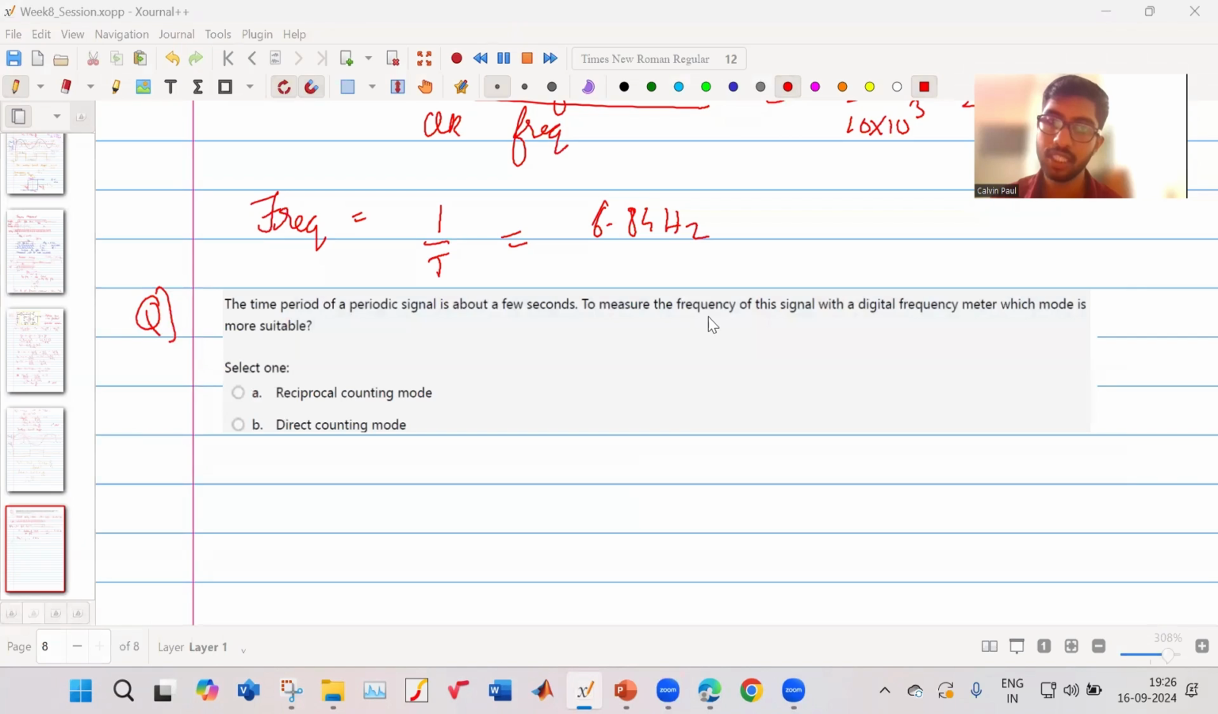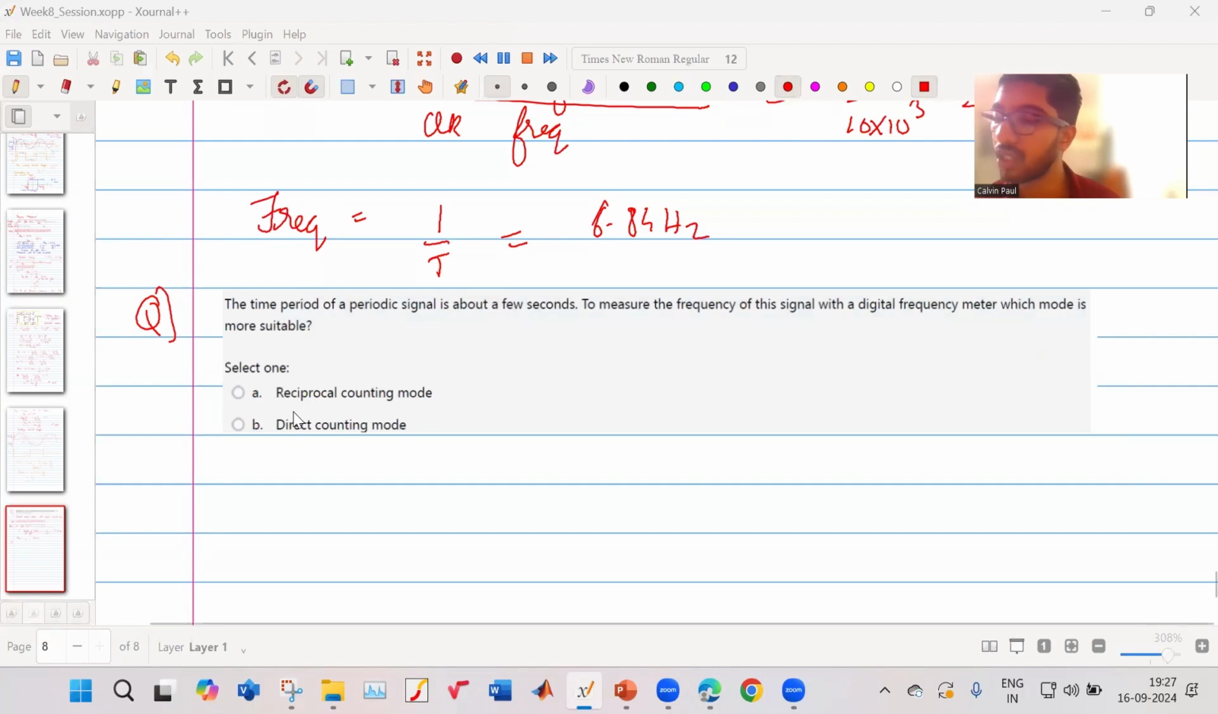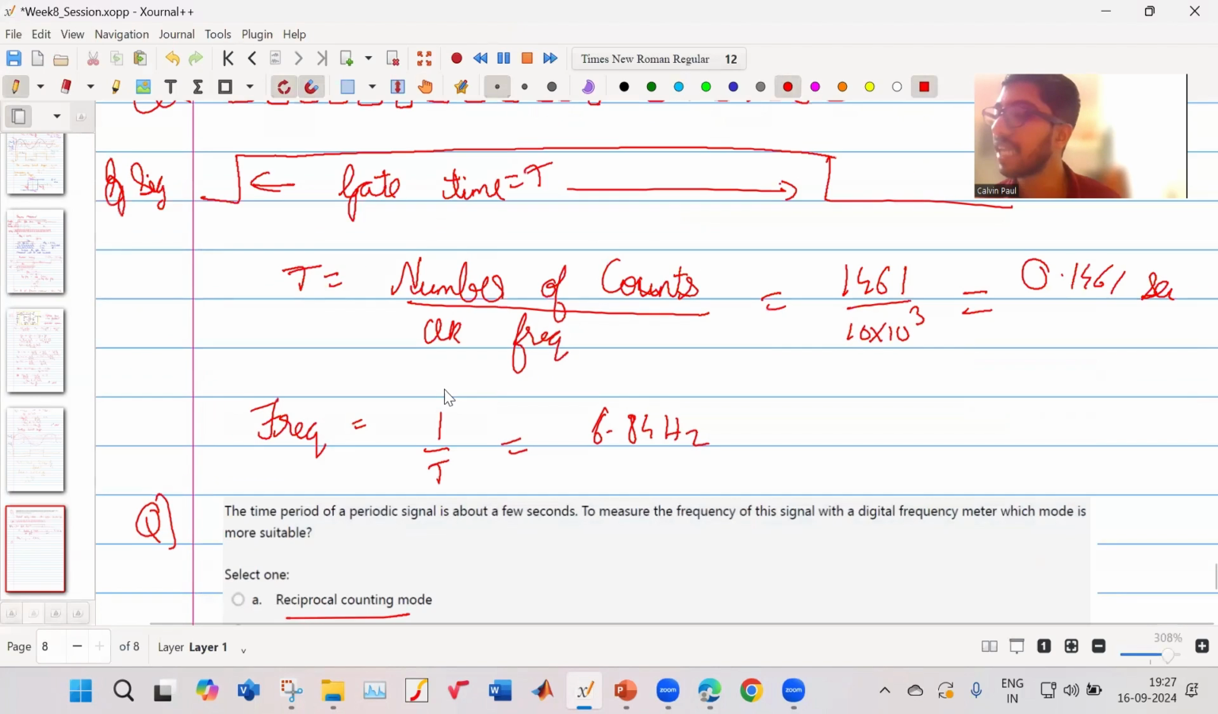So we must go with the reciprocal counting mode, because if you go with the direct counting mode, we have to give a large gate time. The gate time will be like 100 seconds, something like that, which is too much time. But if there is an easier alternative, a faster method with a shorter time period, then we will go for that. So that is the reciprocal counting method.